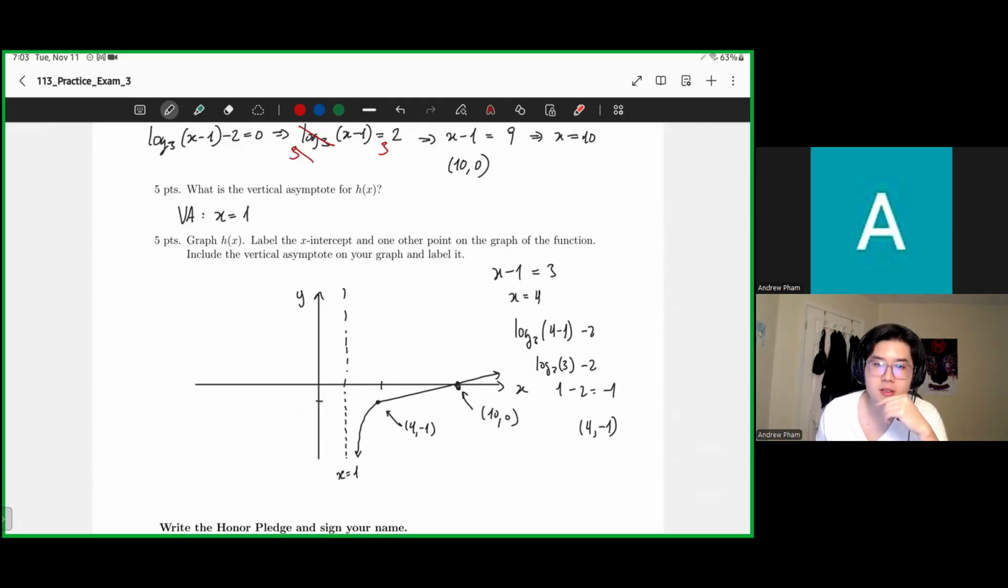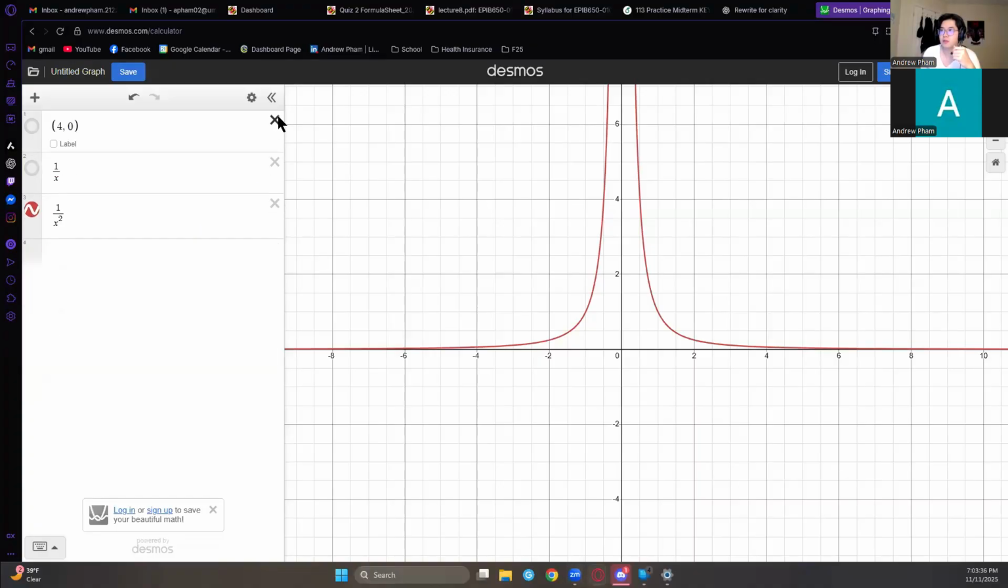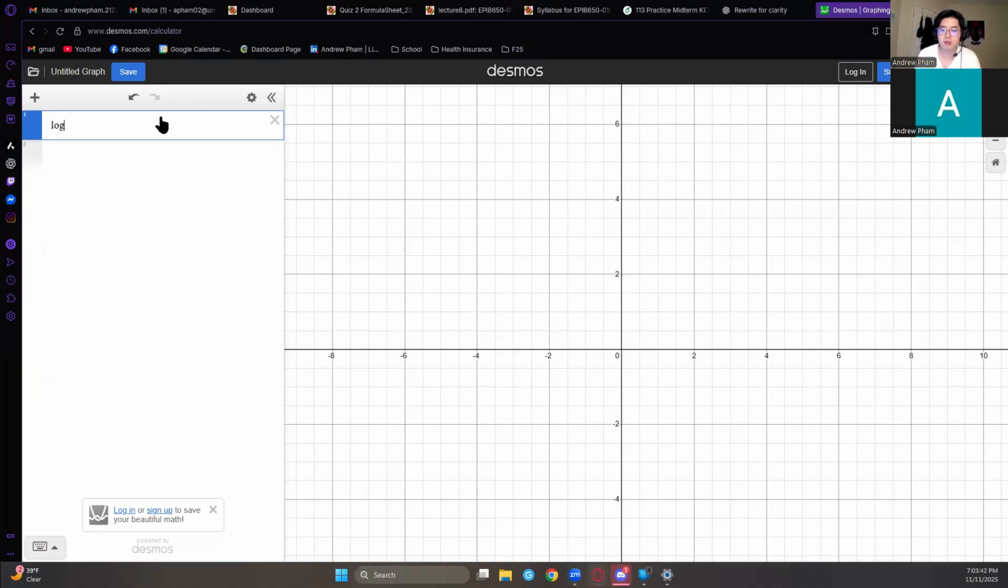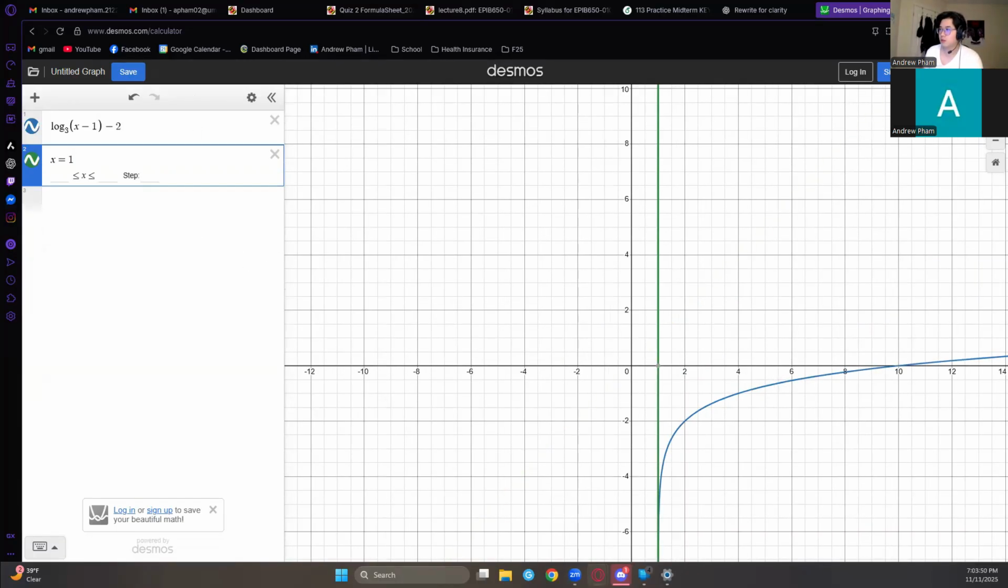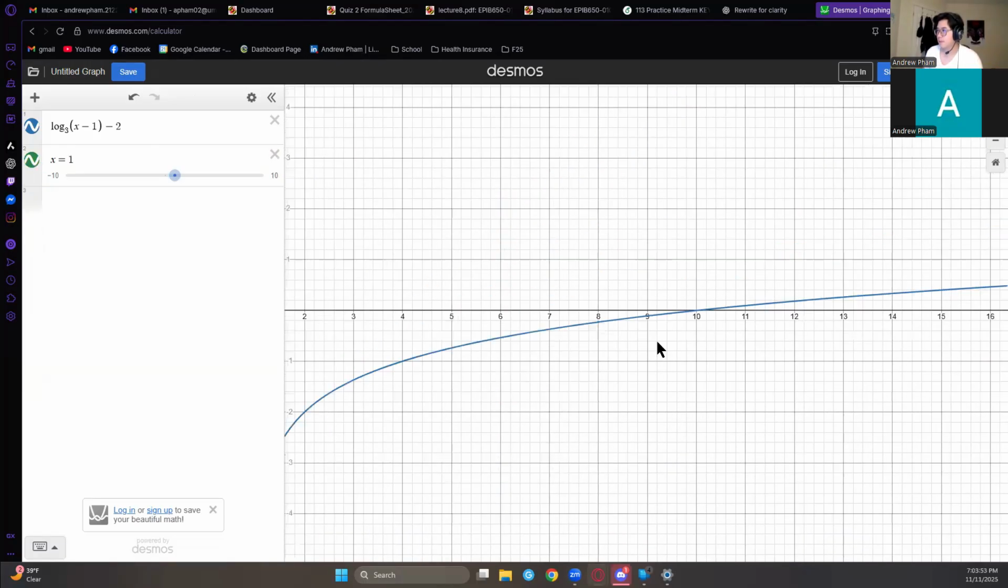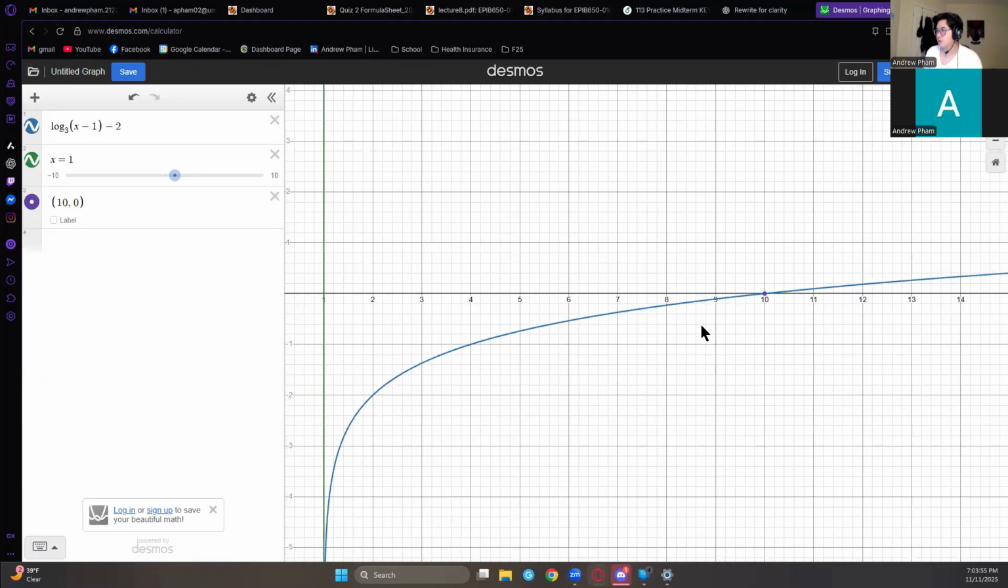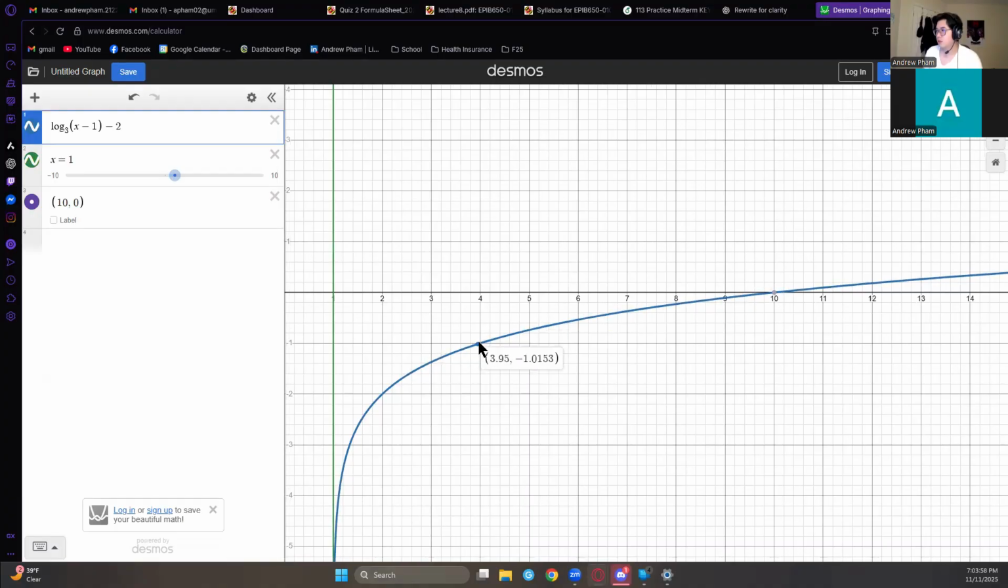And to compare with the graph on Desmos, I always suggest you try it for yourselves to validate your answers on Desmos. We can plot the function log base 3 of x minus 1, minus 2, and the vertical asymptote at x equals 1. You can see that it never crosses. And there's your x-intercept at 10, 0. And there's going to be a point at 4, negative 1.